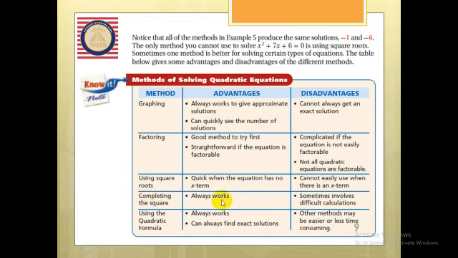Completing the square always works, but I will have difficult calculations. What's my queen here? My quadratic formula, okay? It always works, and can always find the exact solution. But maybe other methods may be easier in some simple cases. This is the difference between each method for solving quadratic equations.